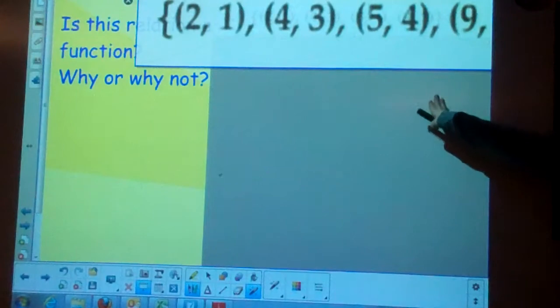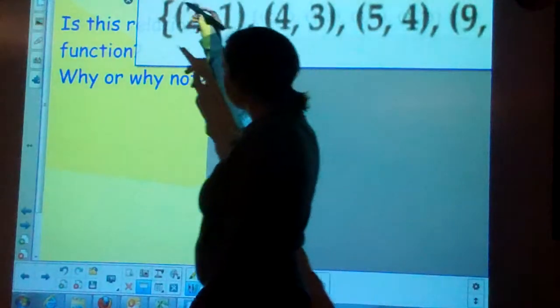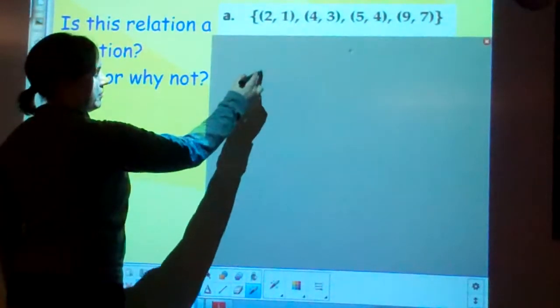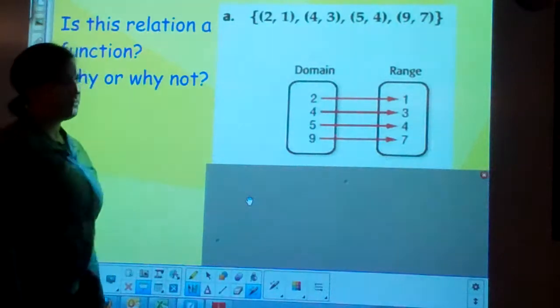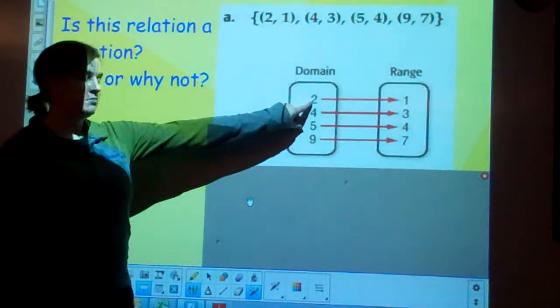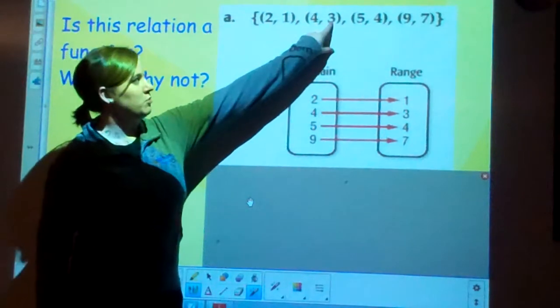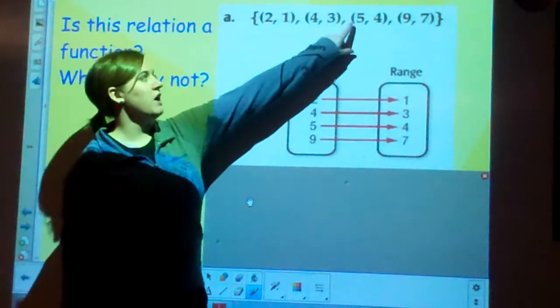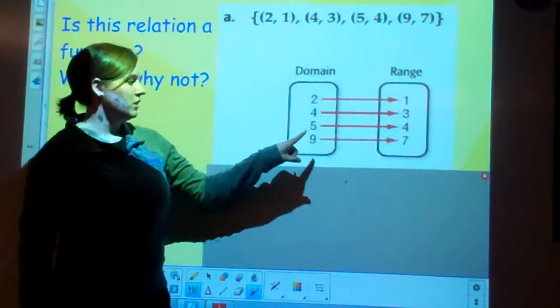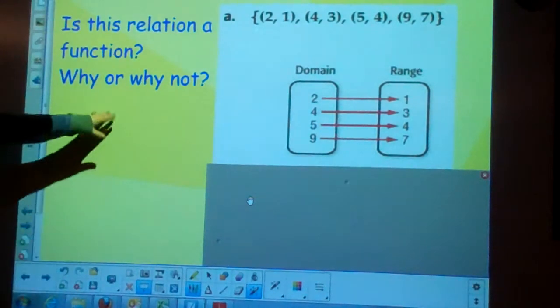So to be a function, it says that there needs to be exactly one output for every input. And it might be kind of hard to see the inputs and outputs when they're in ordered pair form like this. So we could put them into a table or just get them organized this way. So the input is 2, the output is 1. The input is 4, the output is 3. Input is 5, output is 4. Input is 9, output is 7. So is this a function?